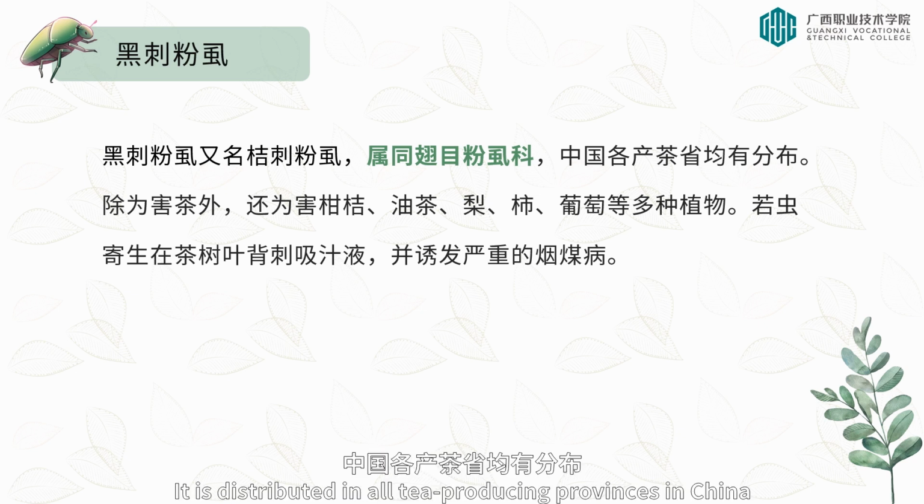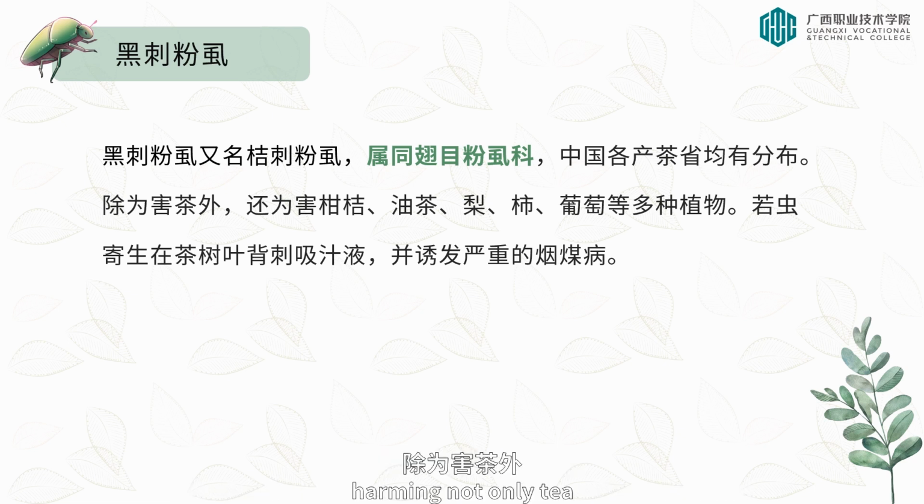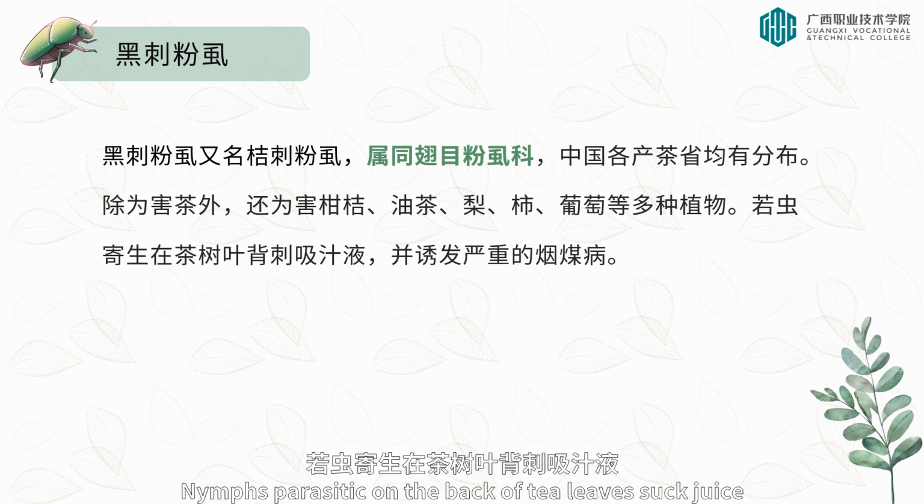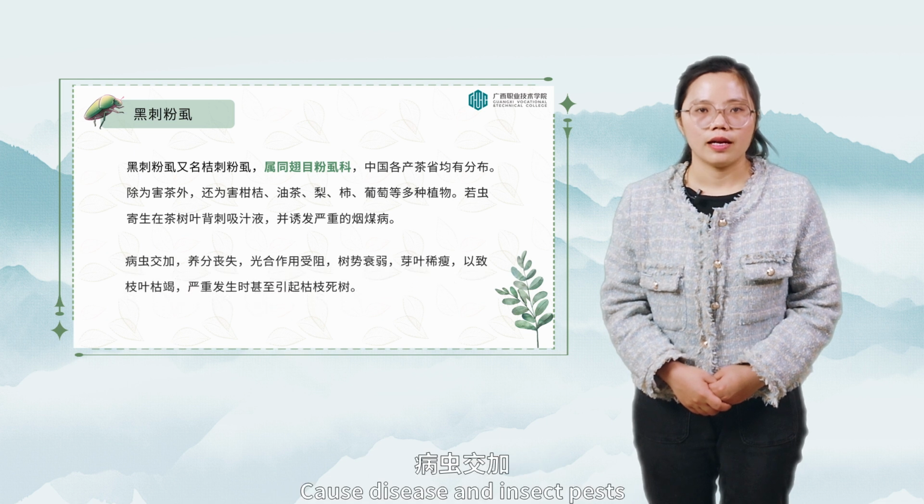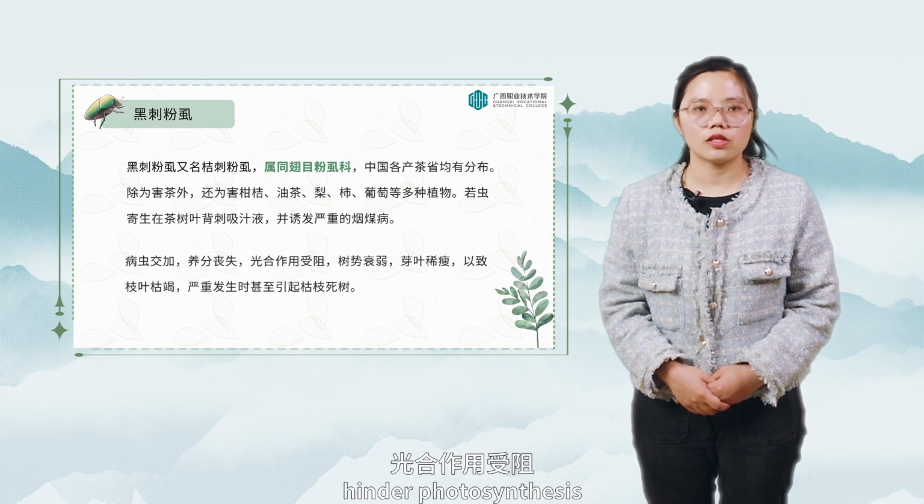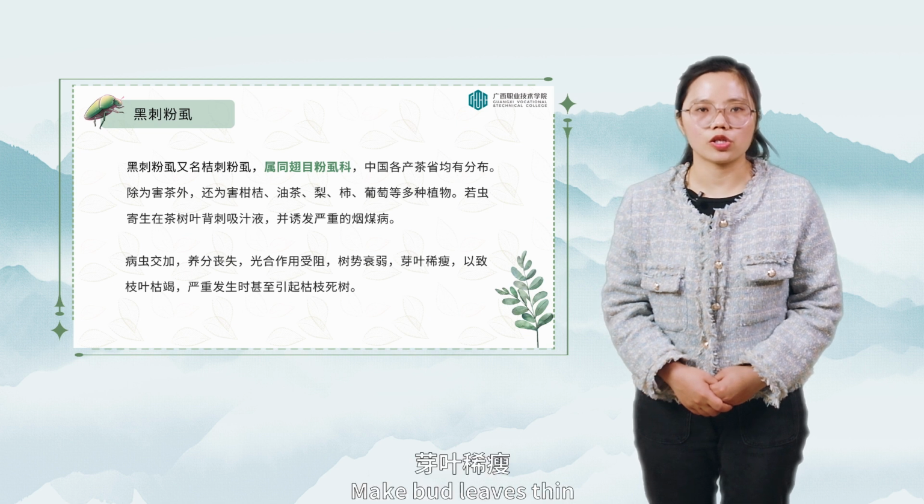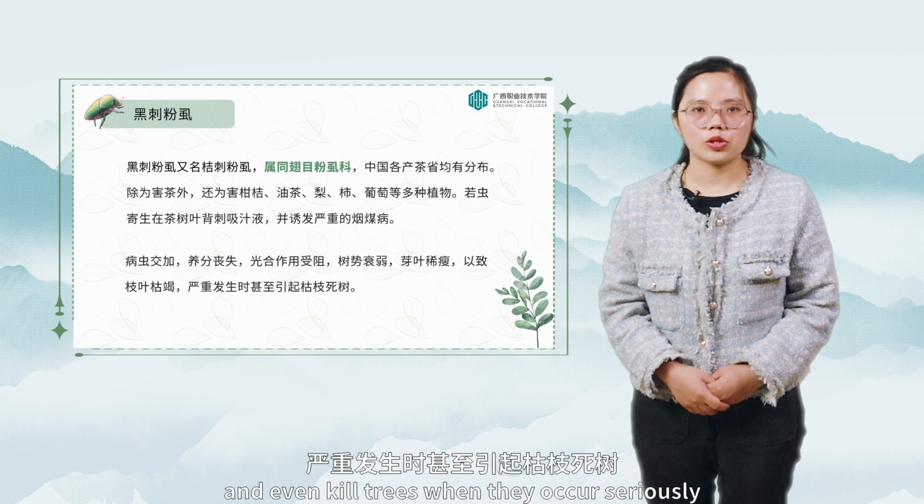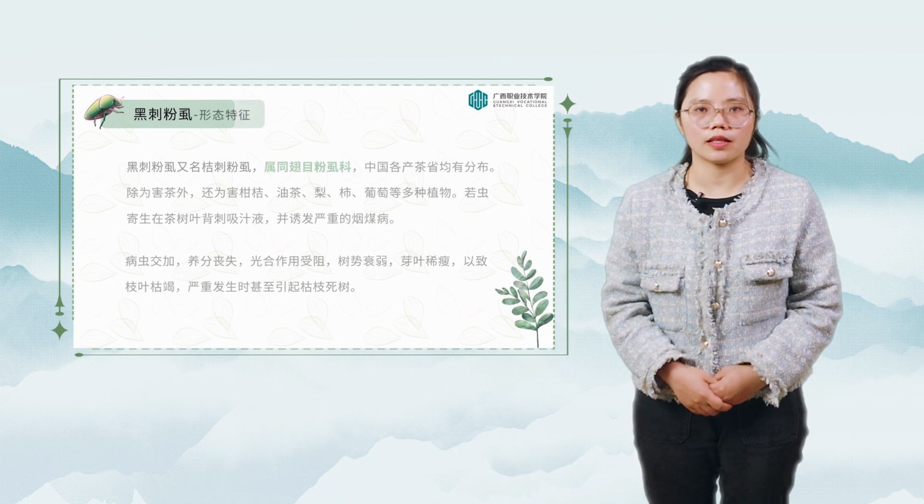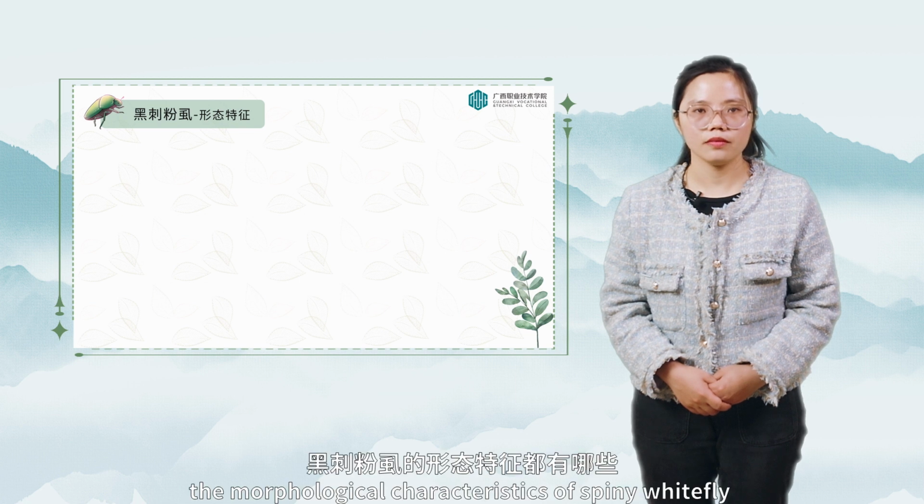What is spiny whitefly? Spiny whitefly, also known as orange whitefly, Homoptera Aleyrodidae. It is distributed in all tea-producing provinces in China, harming not only tea but also citrus, Camellia oleifera, pears, persimmon, grapes, and other plants. Nymphs parasitic on the back of tea leaves suck juice and induce serious sooty mold disease, cause disease and insect pests, loss of nutrients, hinder photosynthesis, enervate trees, make bud leaves thin, branches and leaves withered, and even kill trees when they occur seriously.